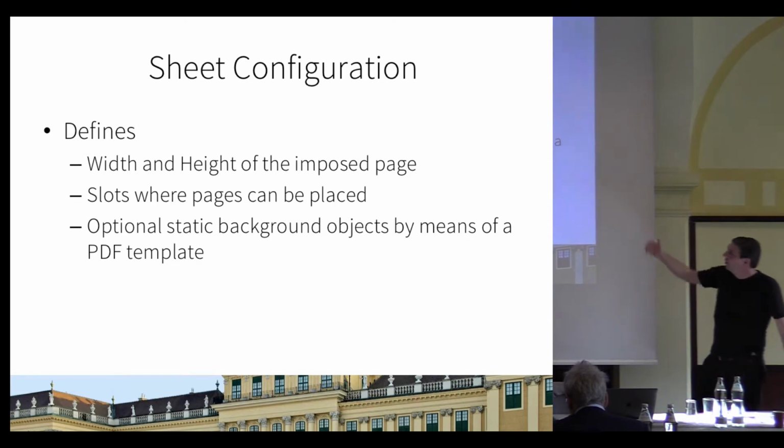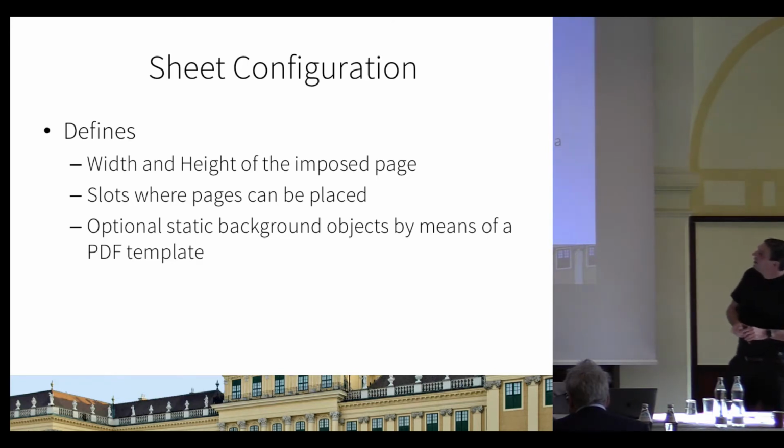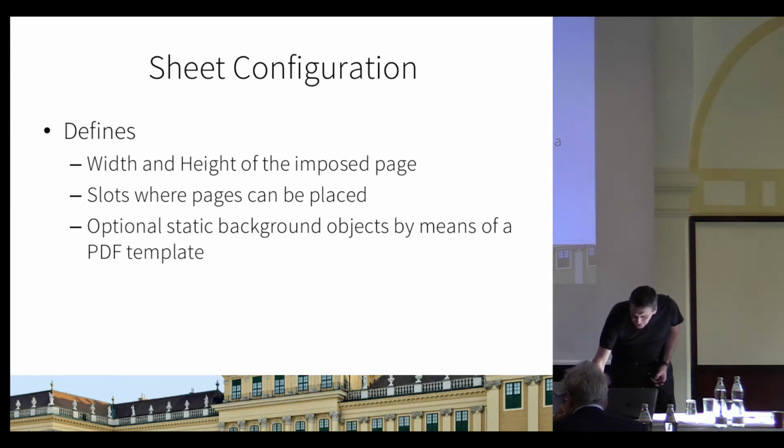So we get the width and height of the imposed page. That's the main aspect of a sheet configuration. Slots are areas on that page where pages or text can be placed. Then we can also have some static background in the sheet configuration as well, but that is not used in this talk at all. I just wanted to mention it.